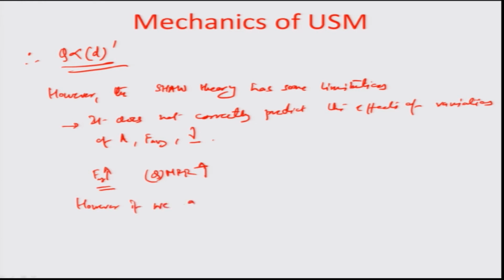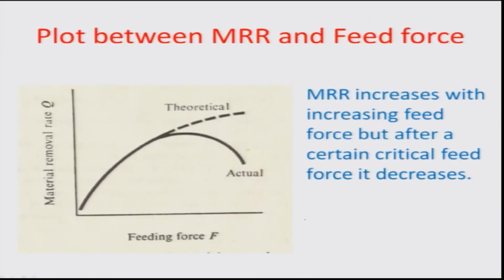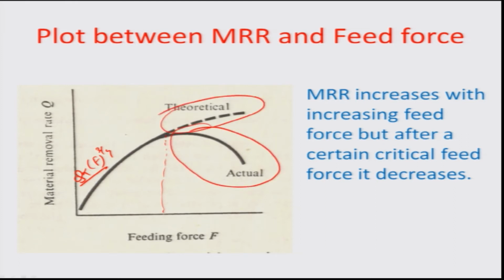However, if we actually start looking experimentally at the force plot, it is illustrated here that corresponding to some particular feed force, there is still a proportionality maintained between Q and f to the power of 3 by 4, beyond which there is a complete deviation in this region from the theoretical. And this effect is more because there is something called grain crushing, which you can't avoid.